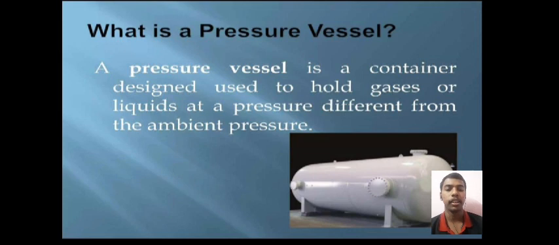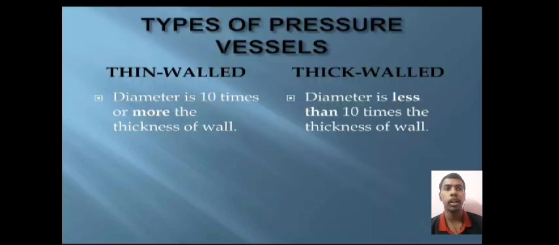within the tank. Now there are two types of pressure vessels. One is thin walled and the second one is thick walled. In thin wall, the diameter is 10 times or more than the thickness of the wall, and in thick wall the diameter is less than 10 times the thickness of the wall.